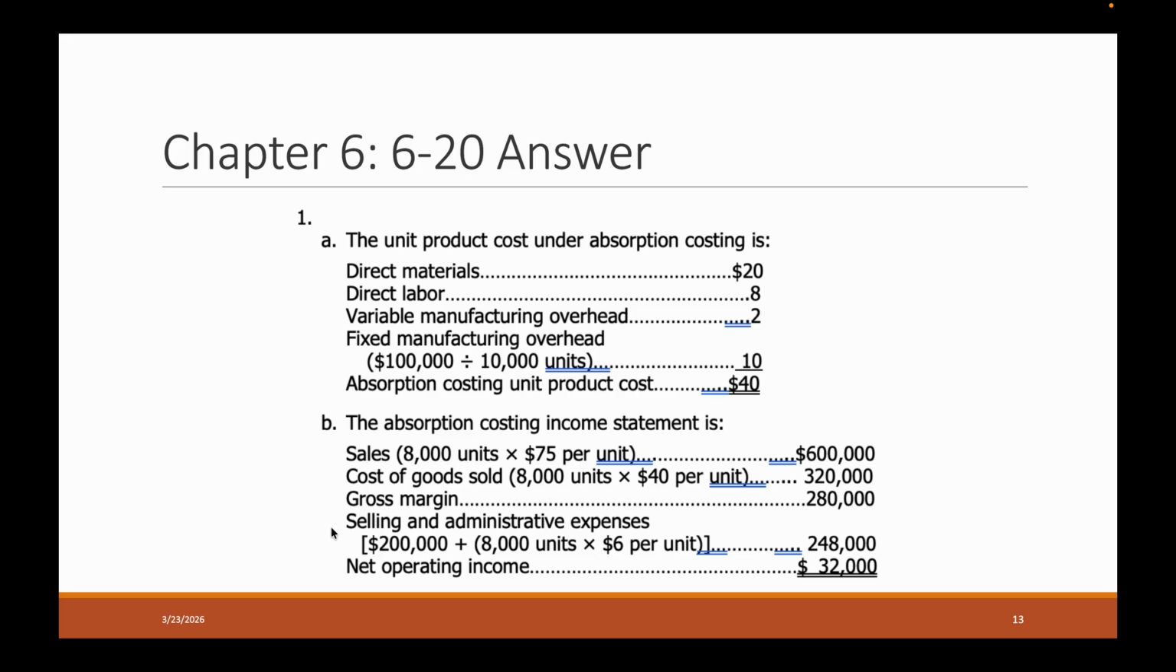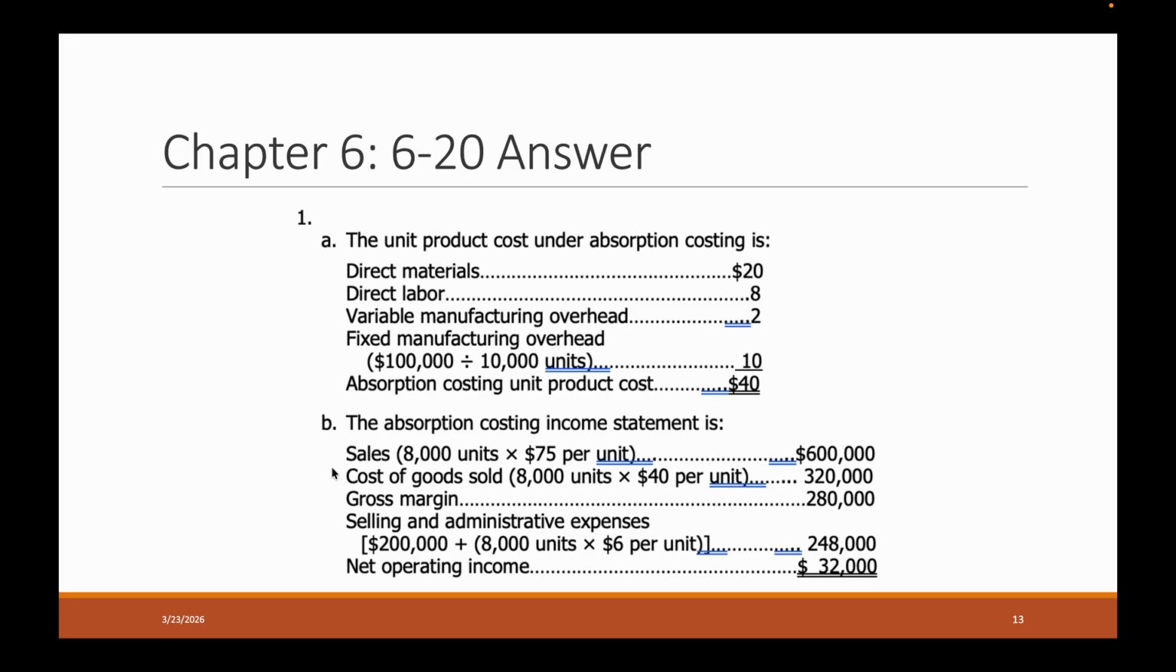And so now in absorption costing, you want to calculate the selling and administrative expenses. This is when you add in the selling and administrative expenses. So you add in the fixed and variable at the same time. So it's $200,000 in fixed expenses for the month plus the variable amount. We know that we sold 8,000 units times the $6 per unit of variable expenses, and that gives us $240,000. You subtract the selling and administrative expenses from the gross margin, and that gives you net operating income of $32,000 using absorption costing.